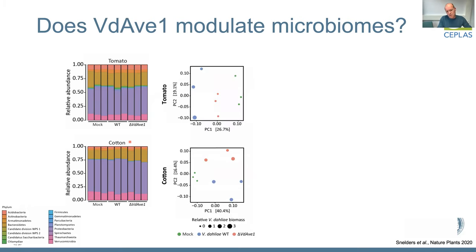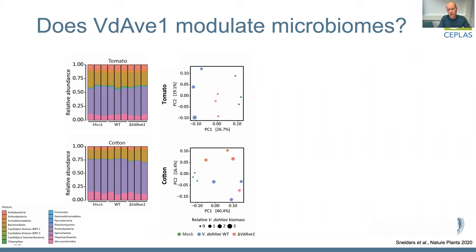So then we said, okay, let's put all these data together and perform a principal component analysis and see whether we can separate the treatments first of all. And that turned out to be possible. Both on tomato as well as on cotton, we are able to separate the treatments based on a PCA. So clearly here in tomato, we can separate them on the first axis already with the wild type on the left, the AV1 deletion strain in the middle, and the mock treatment clustering completely on the right. We don't see the same separation in cotton, but also here we can clearly see that the AV1 deletion clusters differently from the mock treatment, clusters differently from the wild type.